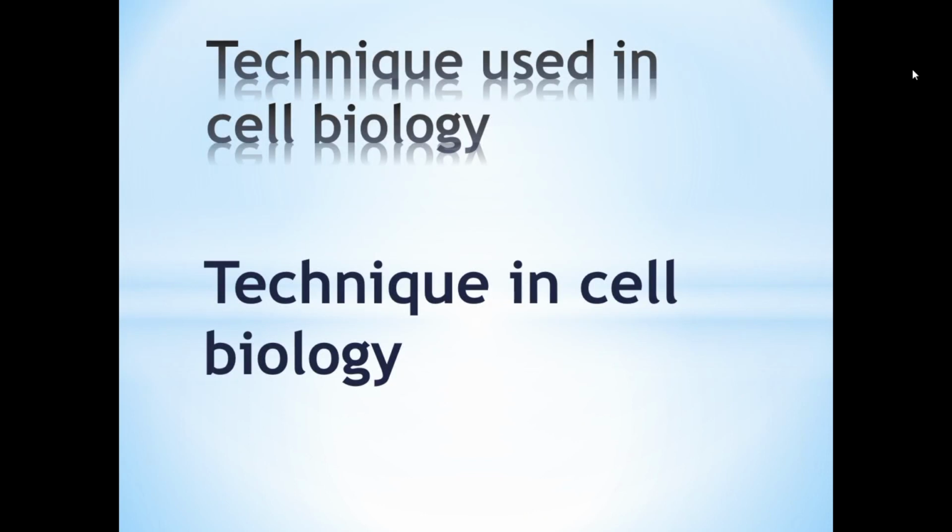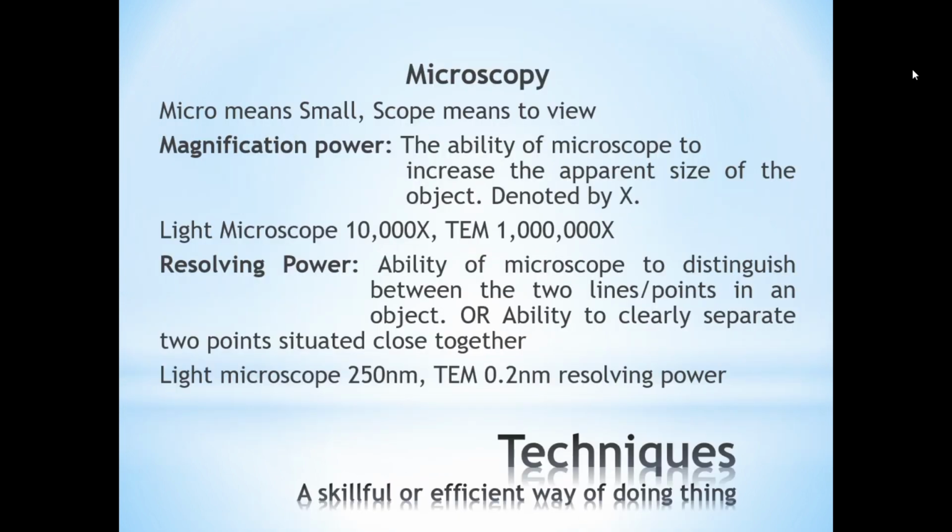In this video, we will discuss techniques used in cell biology. A technique can be defined as a method of doing something very expertly. Various techniques have been useful for isolating various cell components. Of these, differential staining, centrifugation, tissue culture, chromatography, electrophoresis, and microscopy are the most common techniques. As I have told, techniques can be defined as a skillful or efficient way of doing something.